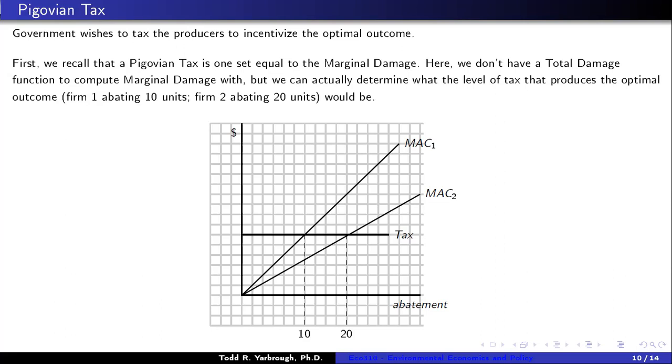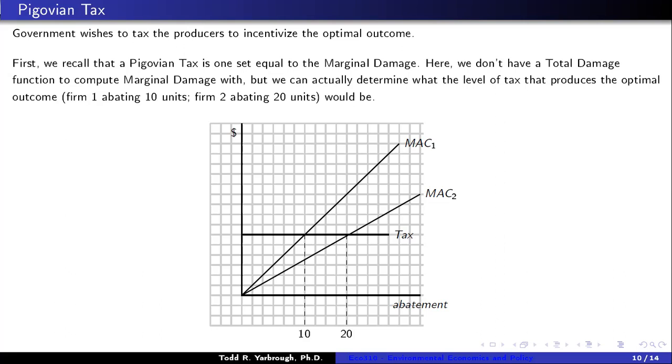And then once we establish that, we'll talk about the actual establishment of the Pigovian tax. Okay, so if you look at this graph in front of you, what I've done is chart the marginal abatement cost curves for the two firms. Again, we established previously that firm 1 has higher marginal abatement costs than firm 2 does, and so you can see that reflected in the graph.